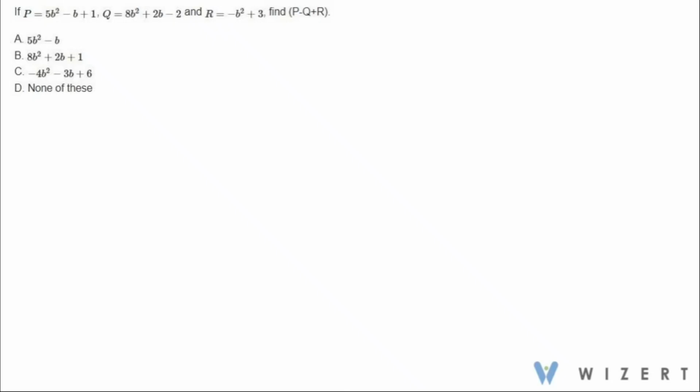We have this question here. If p equal to 5b square minus b plus 1, q equal to 8b square plus 2b minus 2, and r equal to minus b square plus 3, find p minus q plus r. So p, q and r are different algebraic expressions. We have to find p minus q plus r.